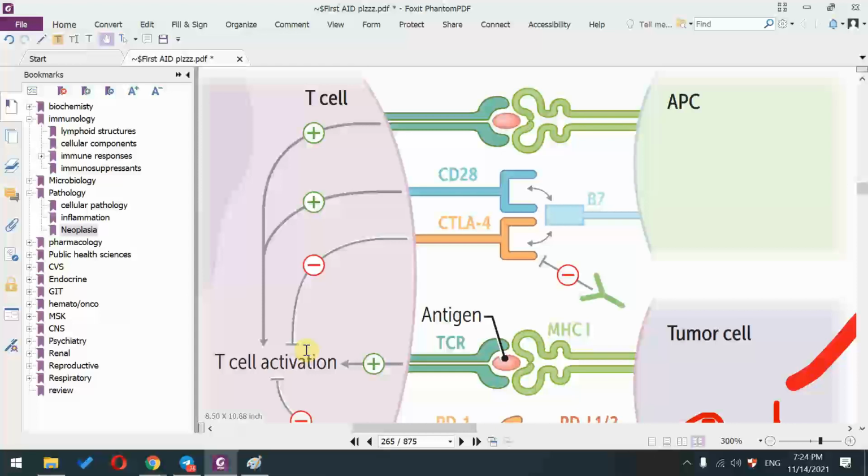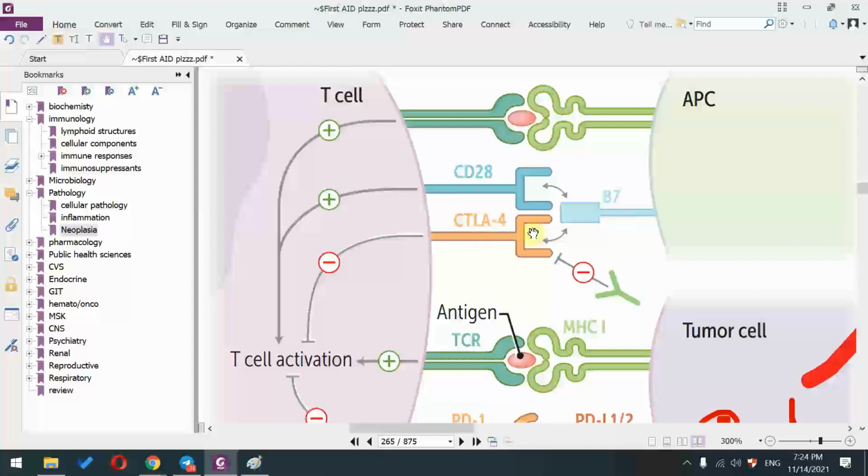Will you have more activation of the T cell or less activation of the T cell if you inhibit the CTLA4? More activation of the T cell. Is this good or bad, guys? Is it good or bad? It's good because it gets you a Nobel Prize. I'm kidding. It's good because it helped the patient.